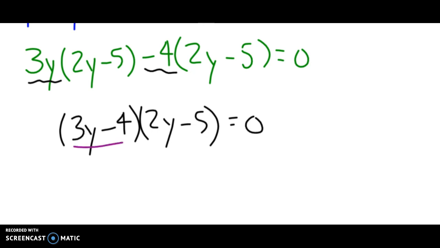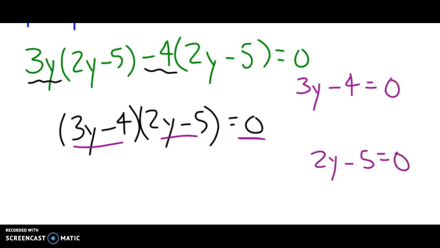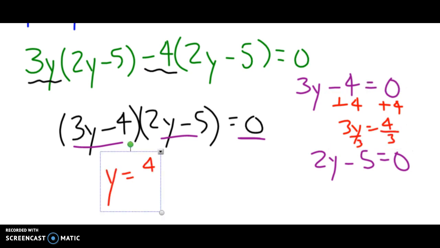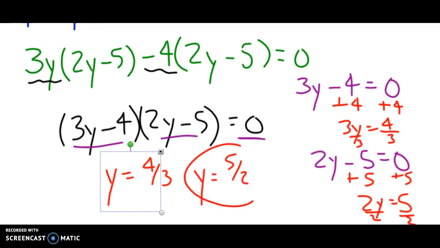Zero product property says that either 3y minus 4 equals 0 or 2y minus 5 equals 0. So we write them both. Add 4, and so you get 3y equals 4, divided by 3. So y could equal 4/3. Add 5. So 2y equals 5, divided by 2. And so y could equal 5/2. So my two solutions would be 4/3 and 5/2.